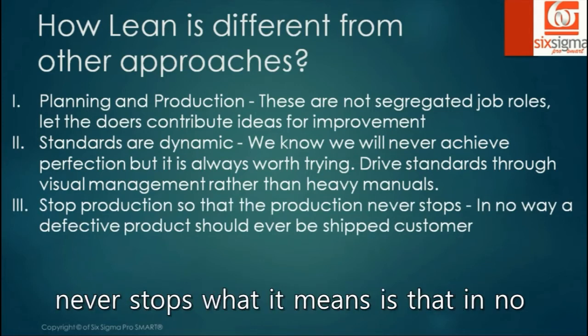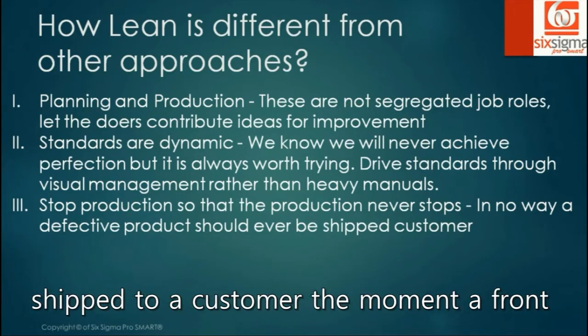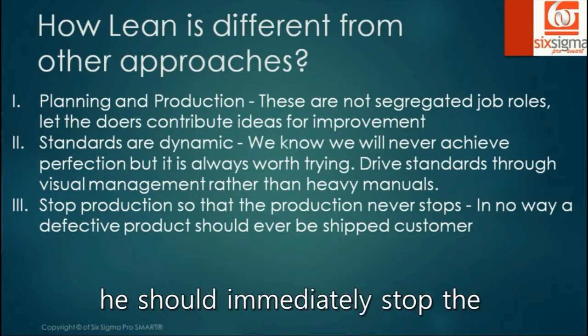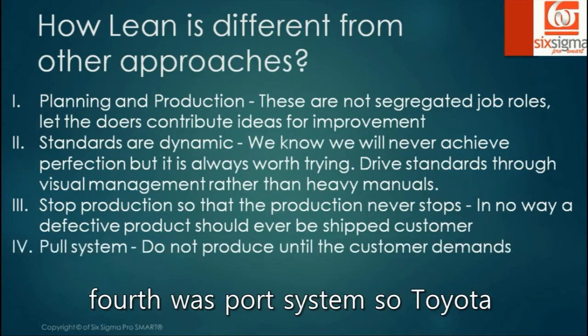Third one is stop production so that the production never stops. What it means is that in no way a defective product should ever be shipped to a customer. The moment a frontliner identifies a defect in the product, he should immediately stop the production line and get it rectified.